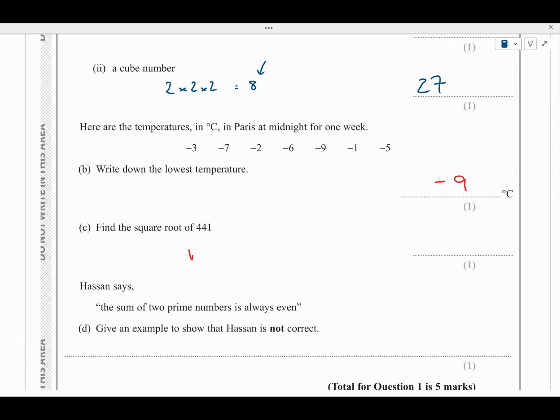Find the square root of 441. I can use my calculator for that. Square root of 441, 21.